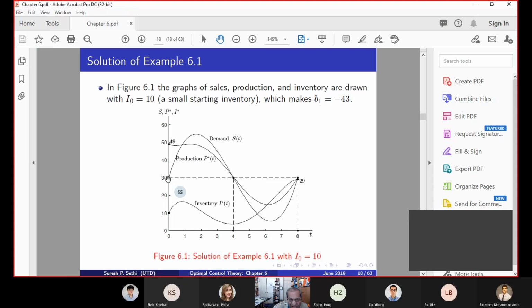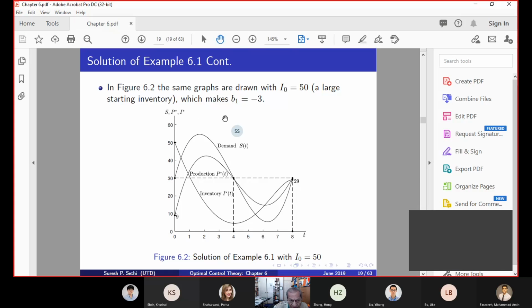So you can see that the demand is high, and I'm going to start producing at 49 because I have very little inventory. I want to meet some of the demand so I'm not too much backlogged. So I'm going to produce at 49, and then this quantity is the way the inventory goes. And you can see the inventory eventually at 8 is exactly 29.